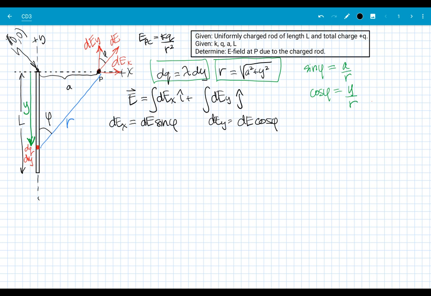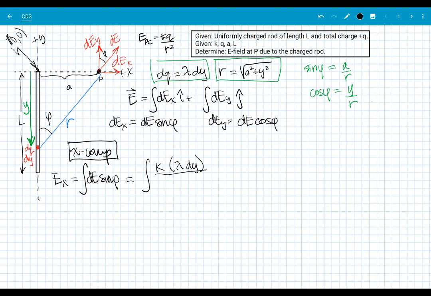So I'm going to start with the x component first. E sub x is going to be equal to the integral of dE sine phi. So let me write that out. dE is, of course, k dq, so that's lambda dy for us, right, over r squared. I'm just going to leave that as r for the moment, times sine phi, so that's going to be times a over r. So what that does is it changes the square to a cube.